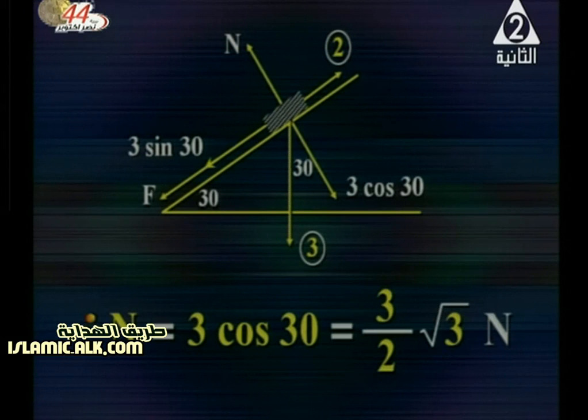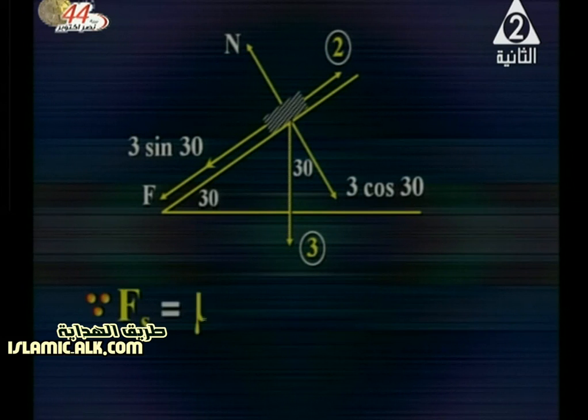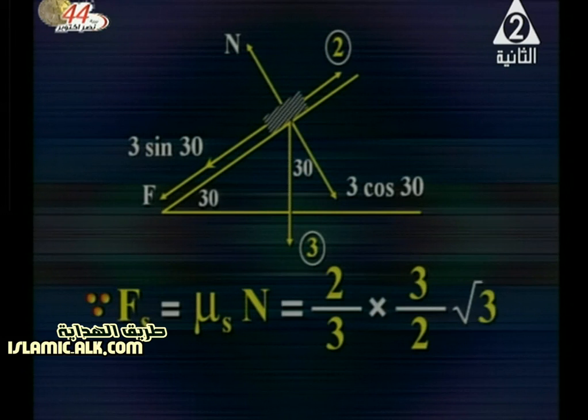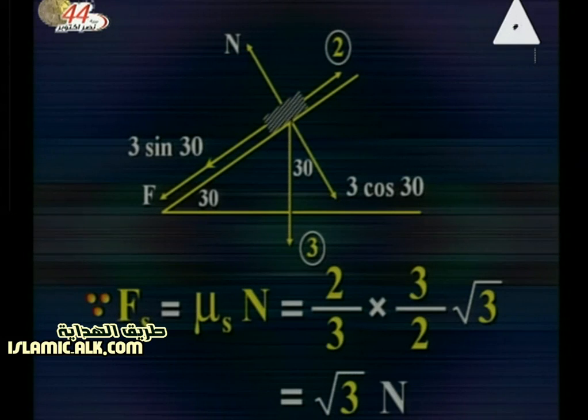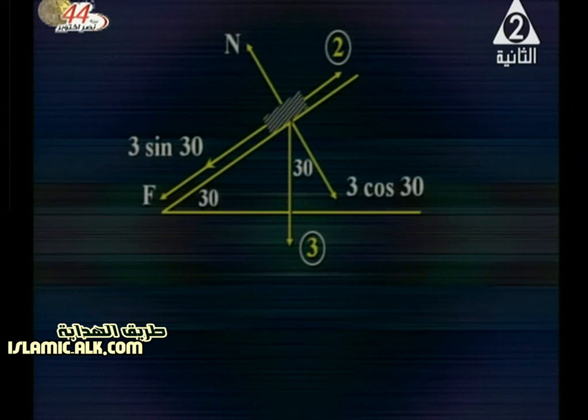What do you notice, dear student? Fs equals mu s times N. By substitution, it equals 2/3 times 3 over 2 root 3, where mu s equals 2/3 and N equals 3 over 2 root 3. The answer is root 3 newtons. Then Fs equals root 3 newtons.